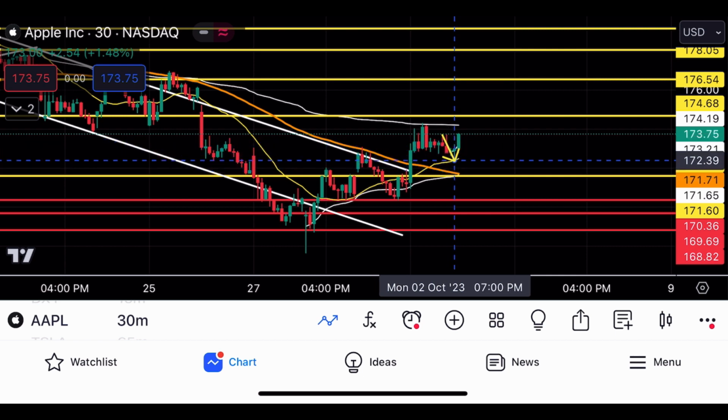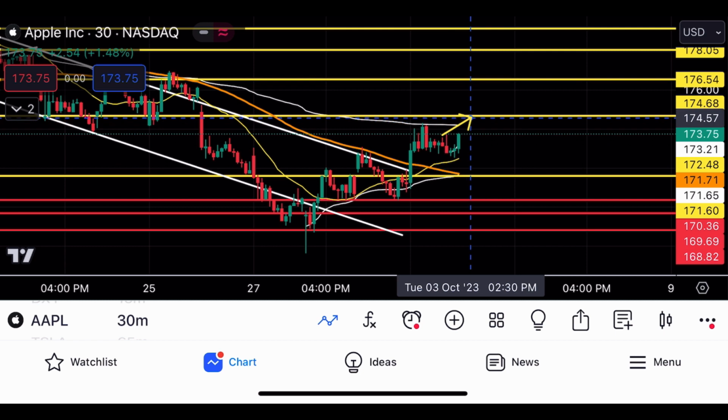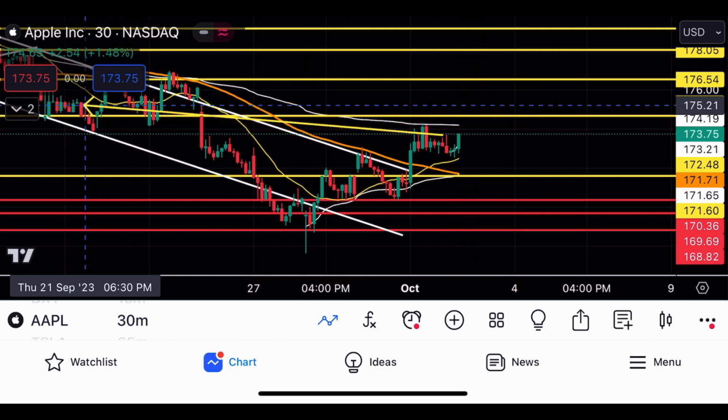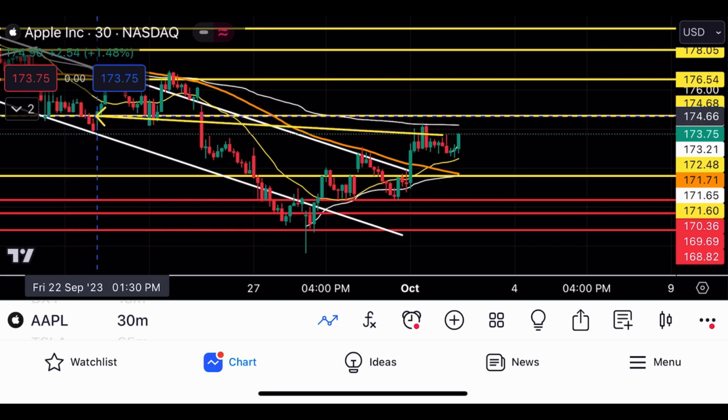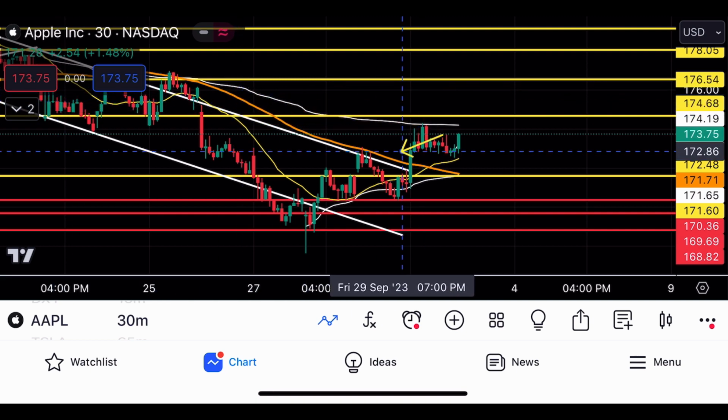If we reject there, then we go ahead and retest that 20-day moving average and 5-day moving average. 20 days at 172.48, 5 DMA at 171.71. And then to the upside, we have to remember we do have resistance. This is a heavy level right here, as a matter of fact. Sorry about that from earlier.